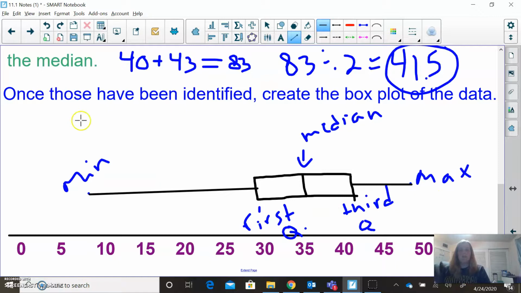Okay, guys? This is how you create a box plot. Our max is over here, our minimum is over here. We've got the median in the middle, first quartile, third quartile.